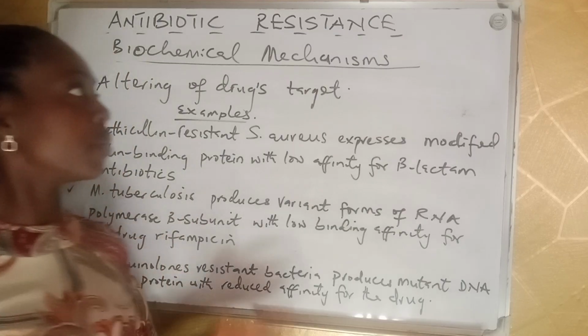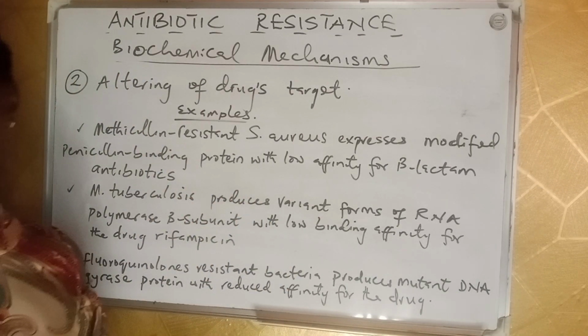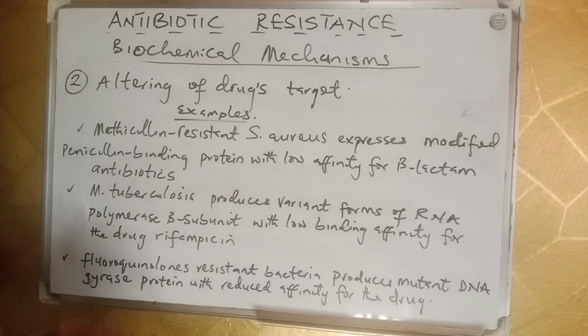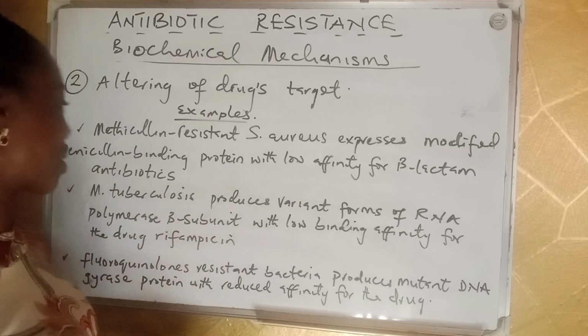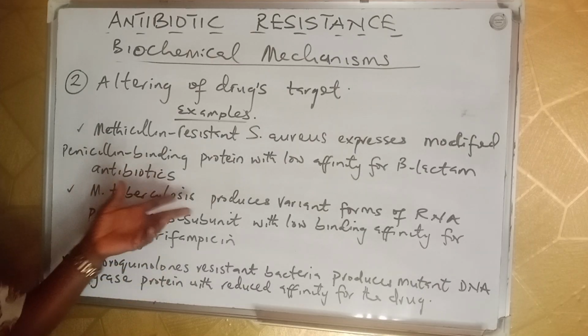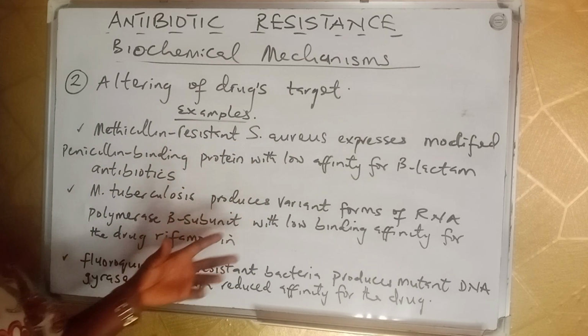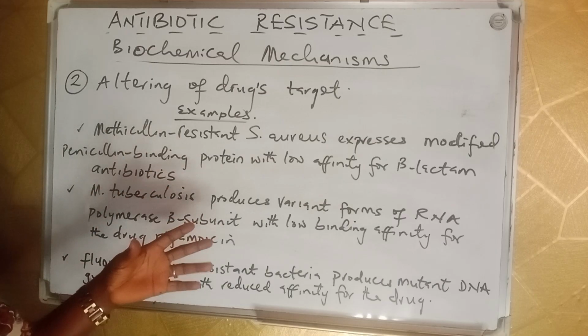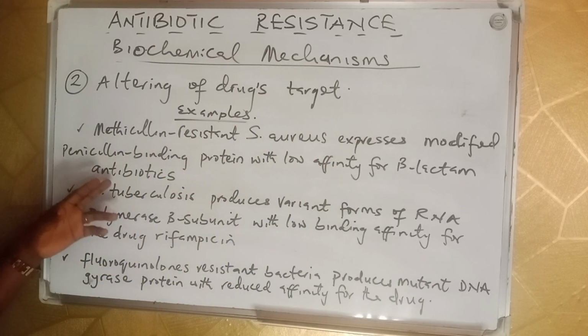Number two biochemical mechanism of antibiotic resistance is the altering of drugs' targets. Microorganisms can alter the targets of these drugs. Take, for example, methicillin-resistant Staphylococcus aureus. The target of the drug of penicillins and most beta-lactams is a protein.